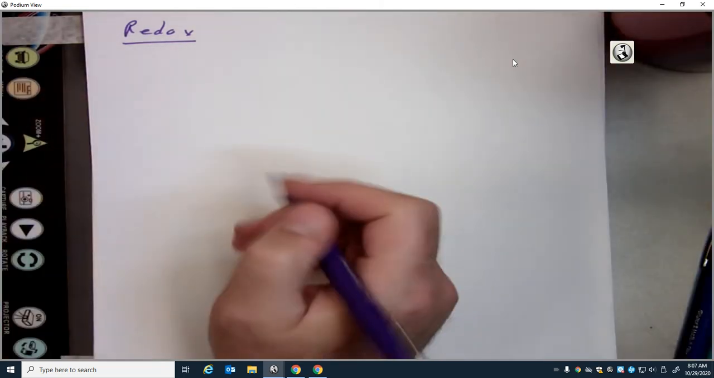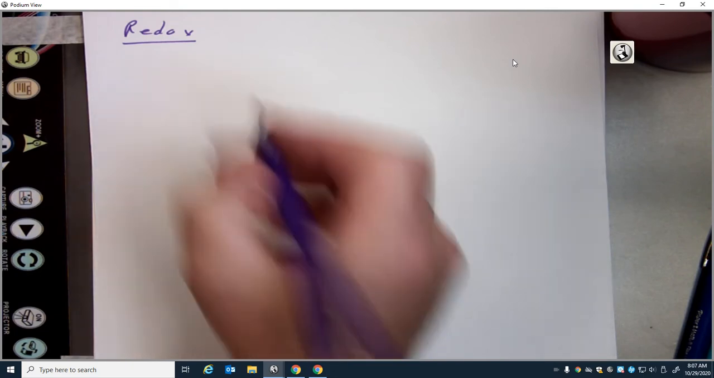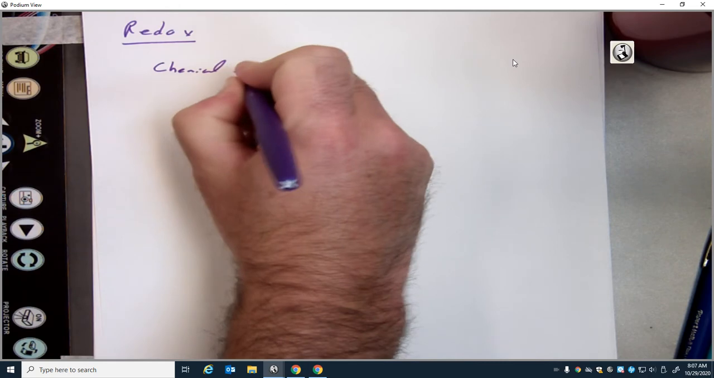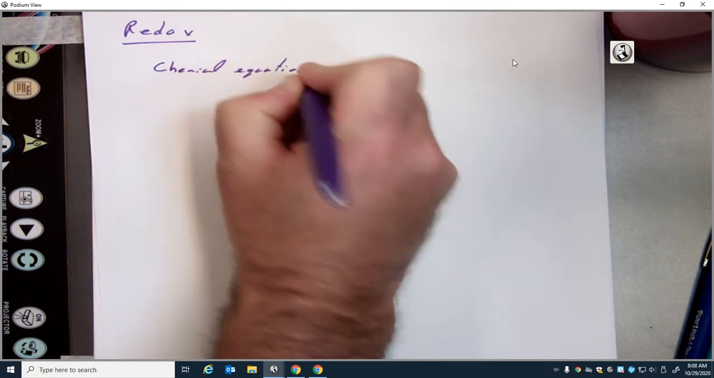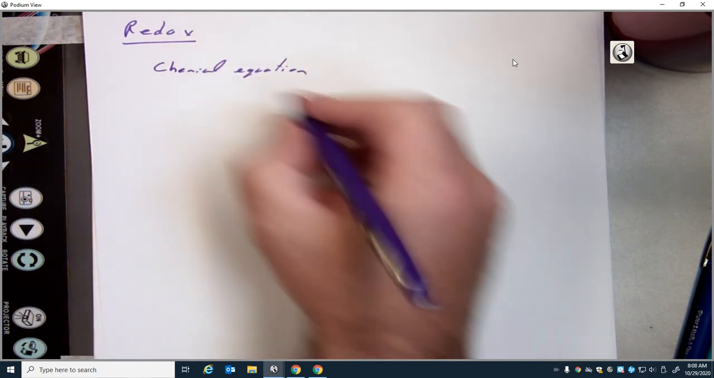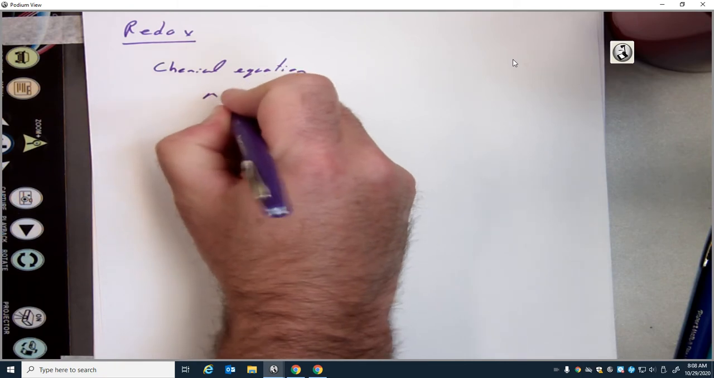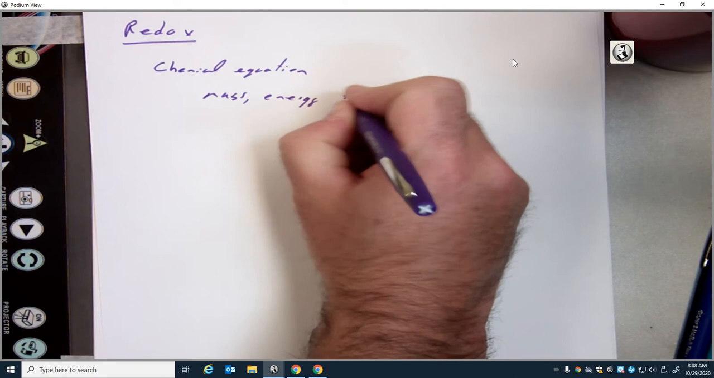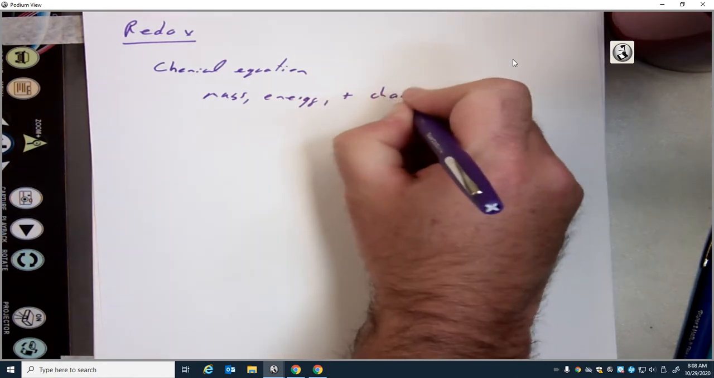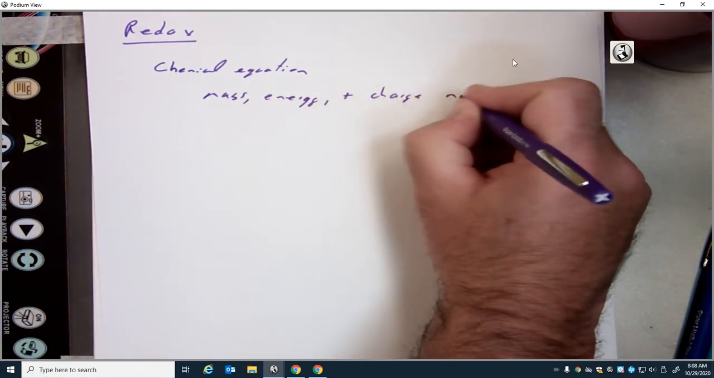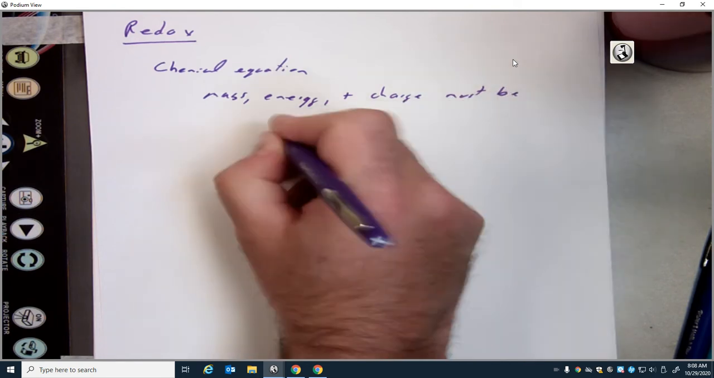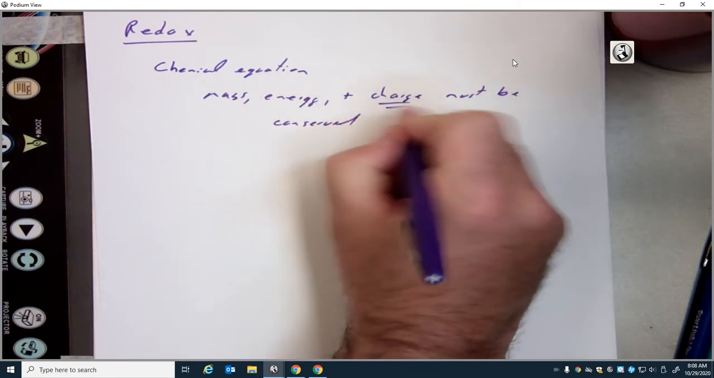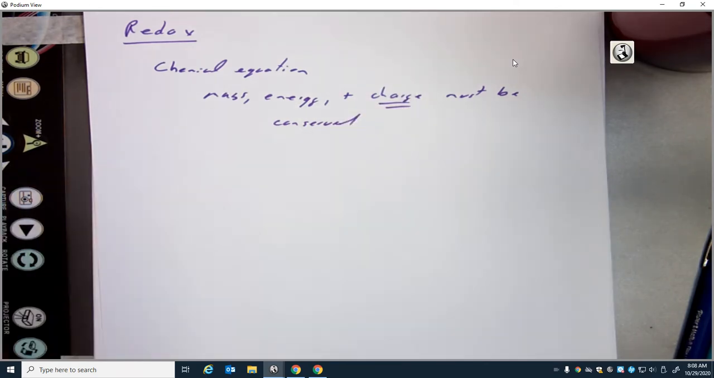So because of the law of conservation in a chemical equation, mass, energy, and charge must be conserved. And redox is really dealing with this charge.